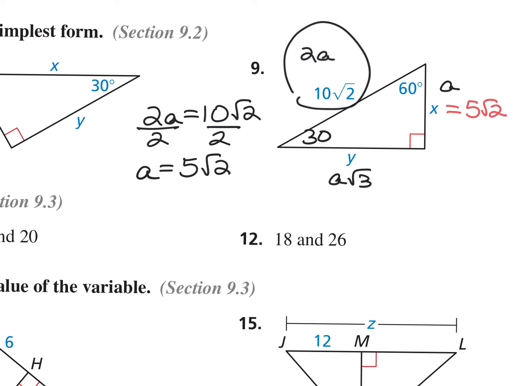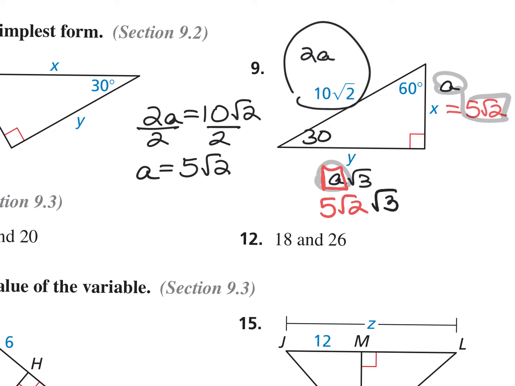Now to find y, I'm going to take what this A is and put it right here. So now I'm going to take that and put 5 square root 2 for the A. And then I also still have to put the square root 3 as the part that I memorize.